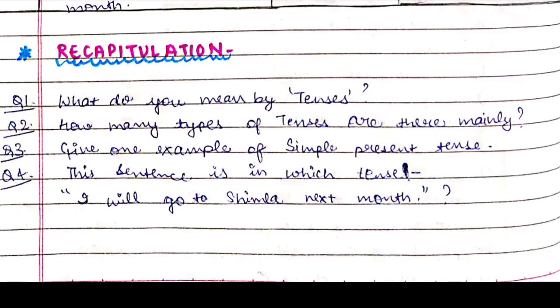The first question in our recapitulation is, what do you mean by tenses? Second, how many types of tenses are there mainly? Third, give an example of simple present tense. Fourth, this sentence is in which tense? I will go to Shimla next month.